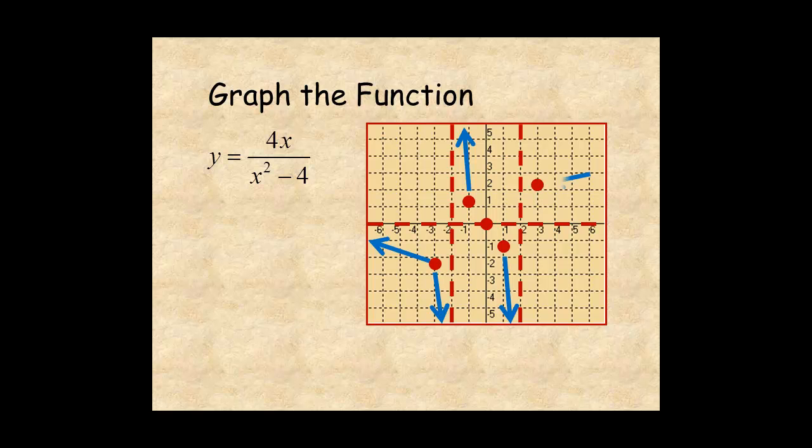Finally, from this point, the graph can't curve down because there would be an x-intercept. So the graph must curve up towards the VA and down from above towards the HA. So sketch the graph of the function like this.